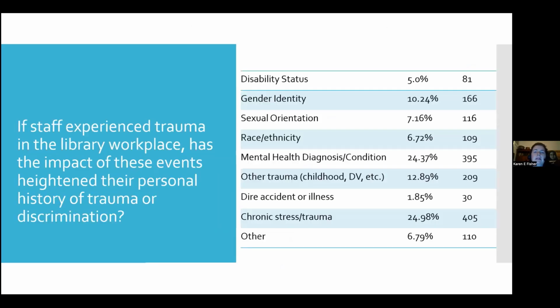We've also asked people if they've experienced trauma in the workplace, has the impact of these events heightened their personal history of trauma or discrimination. And here you can see what people have reported in terms of disability status, gender, sexual orientation, race, other mental health diagnosis, other trauma, and whether they've had a dire accident or illness, and they've definitely reported chronic stress and trauma.